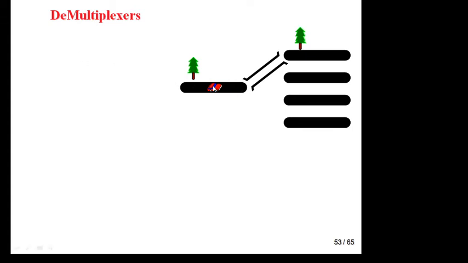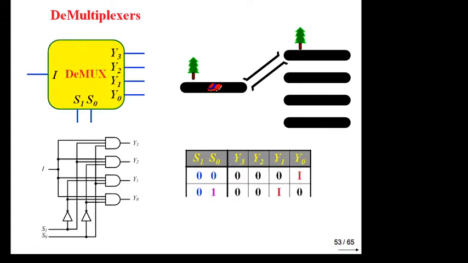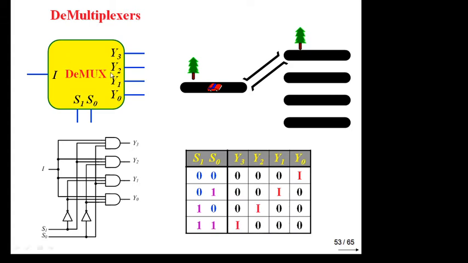In this, there is only one input at one time. Any one output is connected to the input depending upon the value of the select lines. This is your 1 to 4 demultiplexer. In the case of a multiplexer, we have 4 to 1. In a demultiplexer, there will be only one input and 4 outputs.